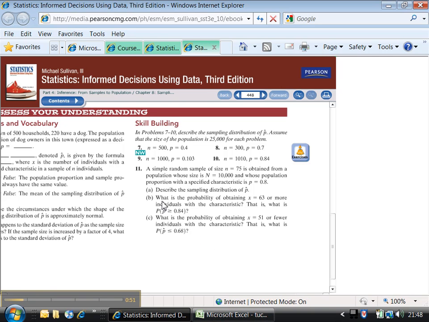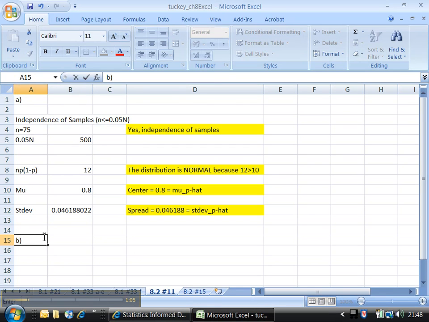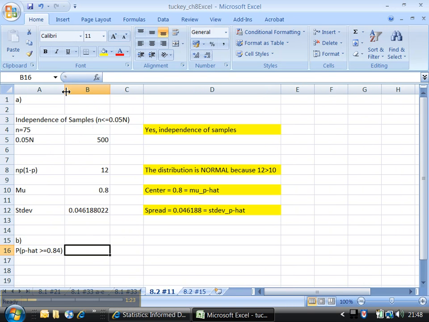Now it's asking us, what is the probability of obtaining x equals 63 or more individuals? That is, what is the probability that p hat is greater than 0.84? Okie dokie. Well, since we know that it's normal, that means we get to use the normal distribution probabilities. So what we're looking for is the probability that p hat is greater than or equal to 0.84. Close parentheses. All right, I'm going to make that a little wider.